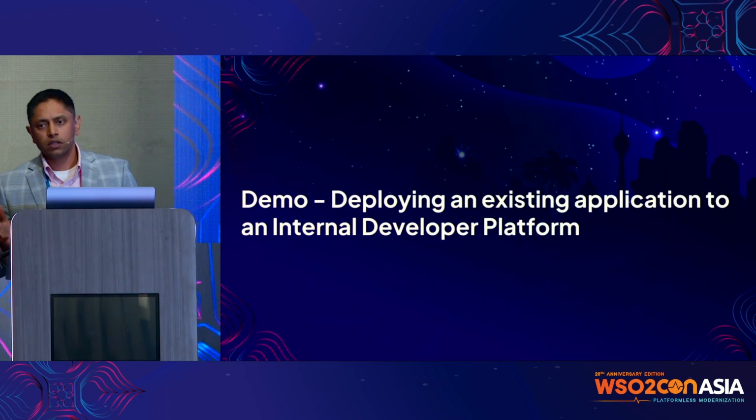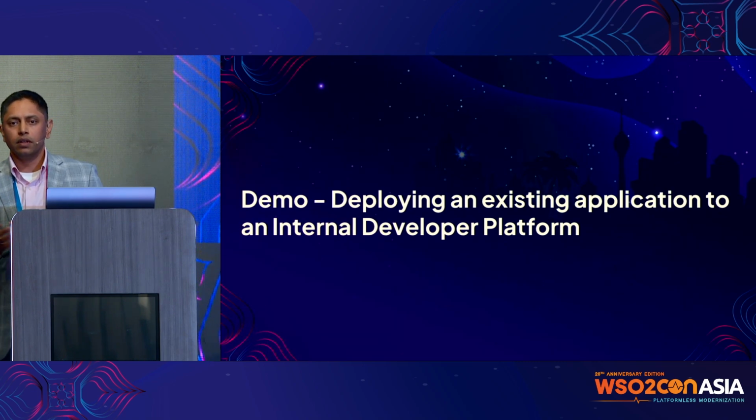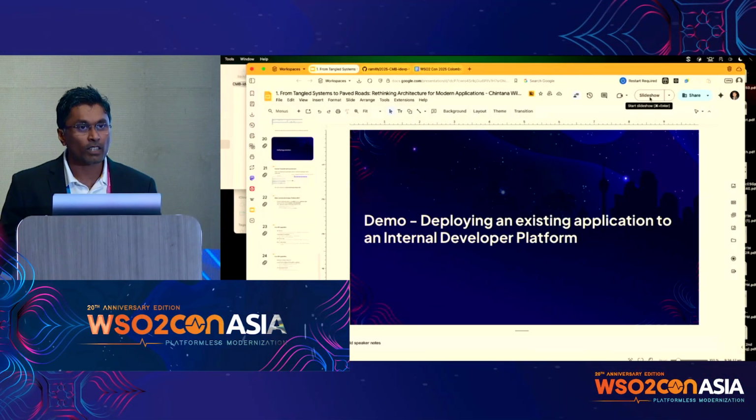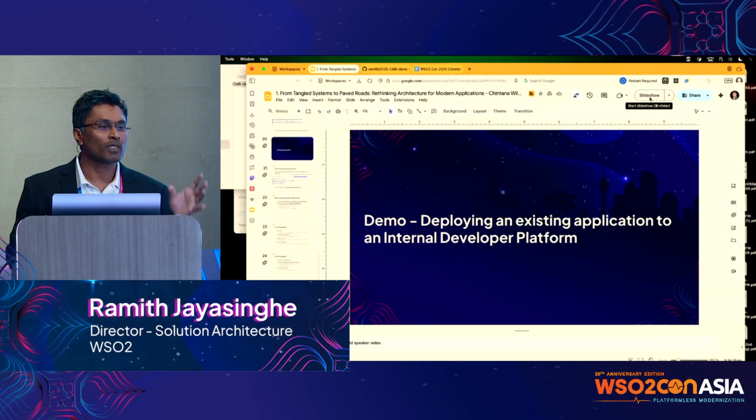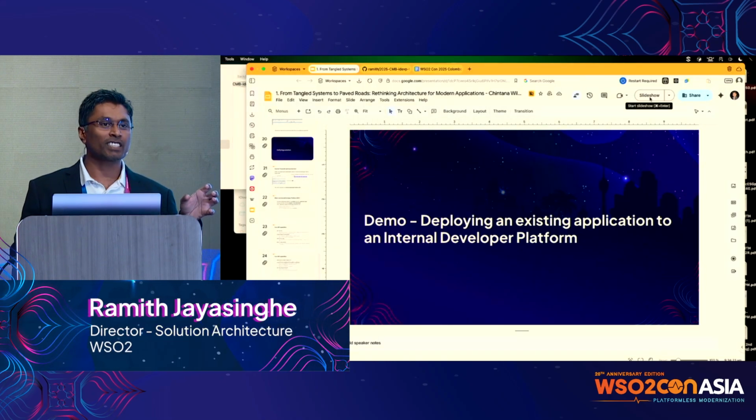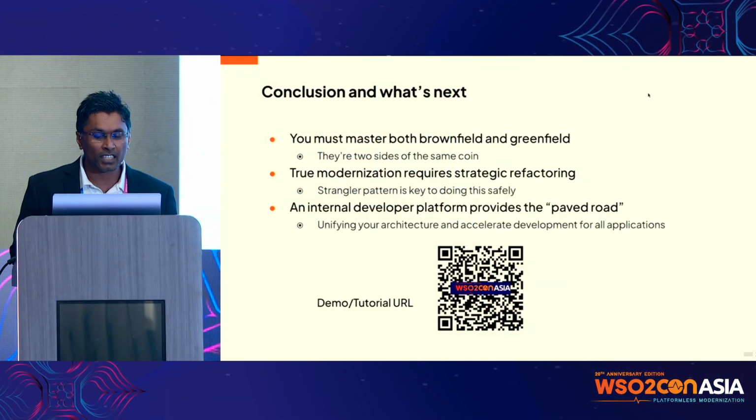So we'll now switch to a demo, and then we'll come back later and discuss. What we want to do now is get an existing application and run it on Choreo. If anyone wants to follow the demo, we have the entire tutorial, everything, in GitHub. If you scan the QR code, you'll get it.